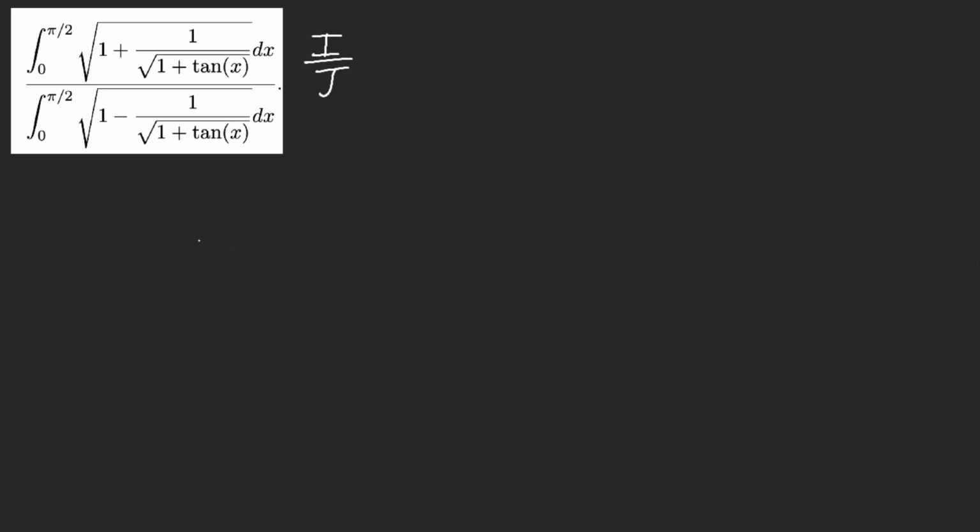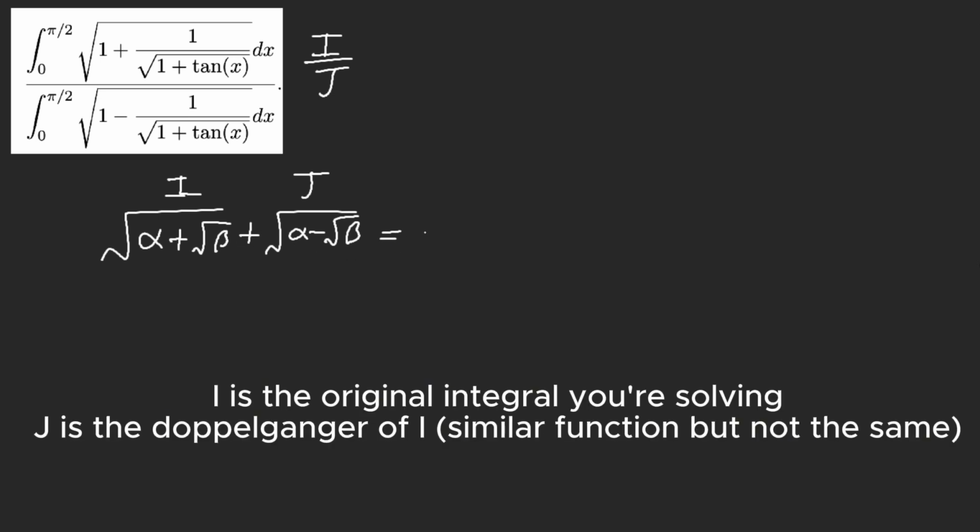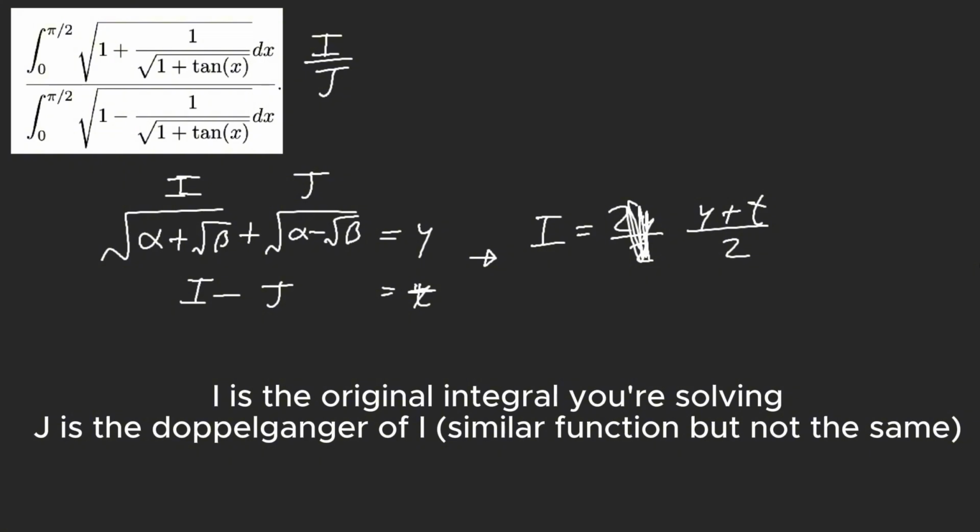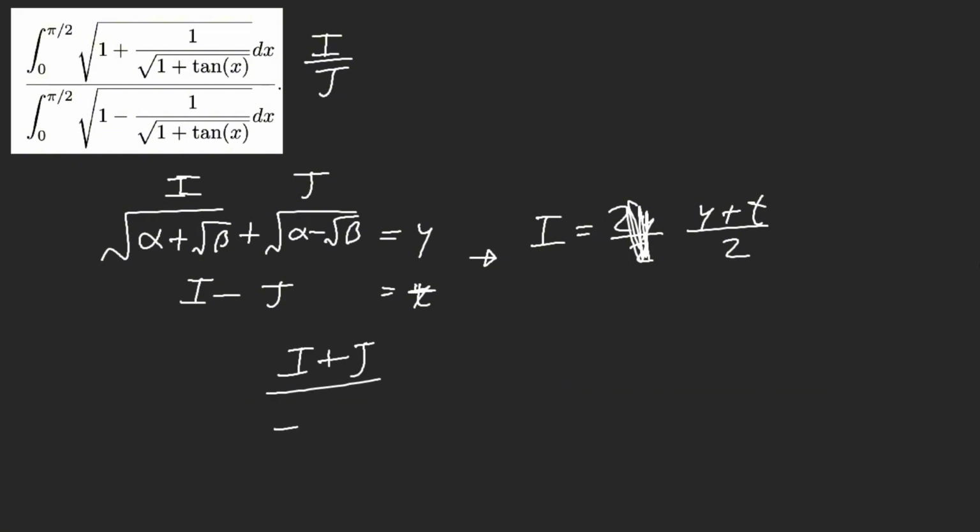The doppelganger trick is when you have something like this, where this is the integral I, and this is the integral J, and you add them up together and you get something very simple. And then you do the same thing for I minus J, and they also end up giving something simple. And then all of a sudden, what is I? Let's say the sum is y and the difference is t. Then I would be y plus t over 2, because what you're doing is literally solving for I by using a doppelganger.